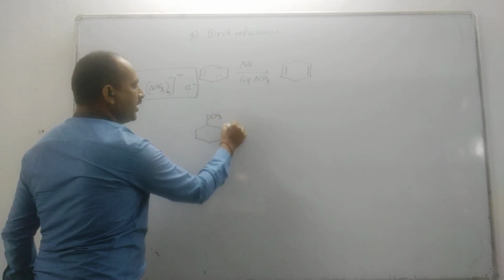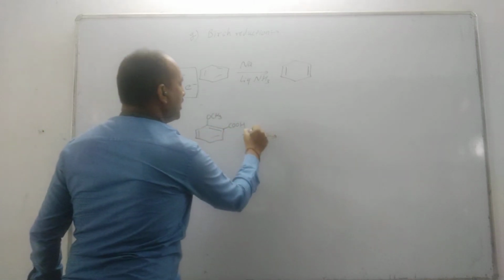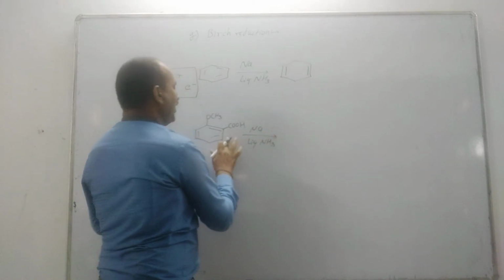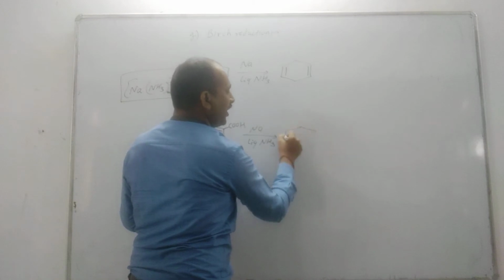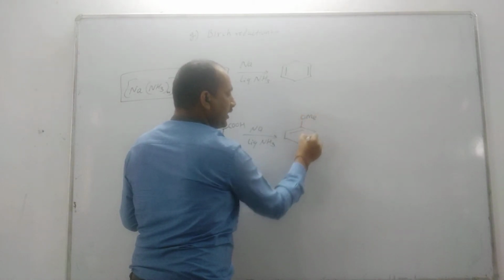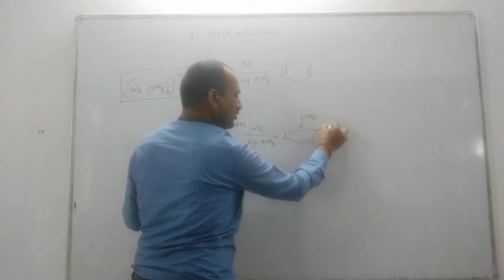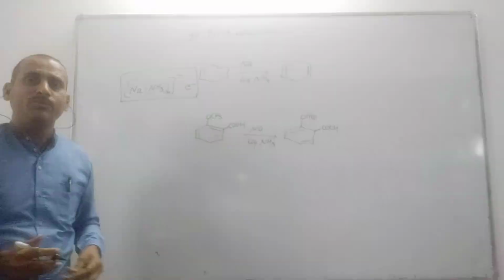OCH3 as well as the electron withdrawing group COOH. Now in the presence of sodium in liquid ammonia, see here, this is the electron withdrawing group and this is the electron donating group. So 1,4 reduction takes place, and the OMe group is present on an unsaturated carbon and the COOH group is present on a saturated carbon. So this 1,4 reduction product is obtained.